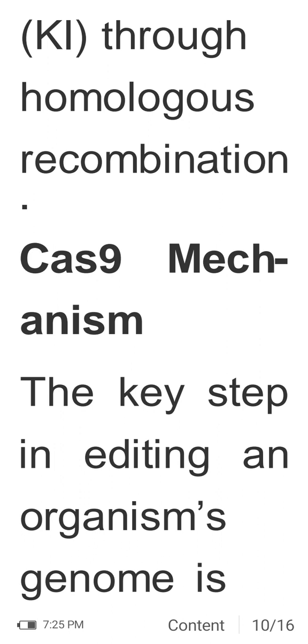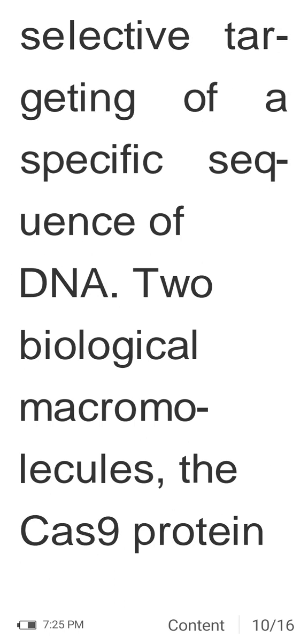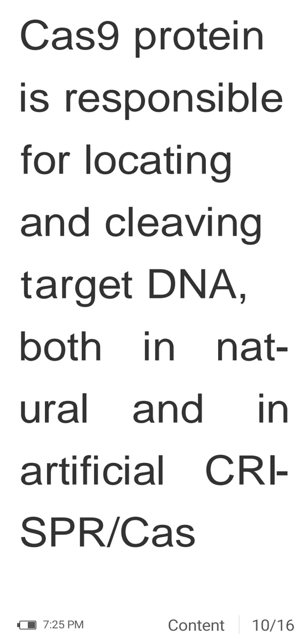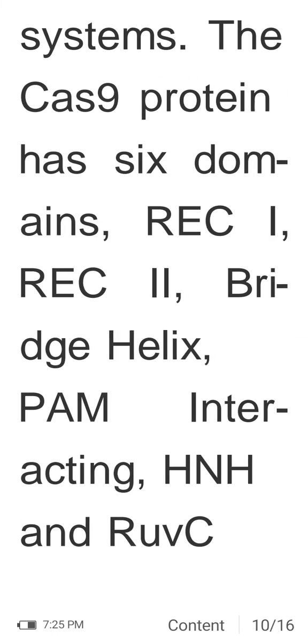Then, the Cas9 mechanism. The key step in editing an organism's genome is selecting and targeting a specific sequence of DNA. The Cas9 protein and guide RNA interact to form a complex that can identify target sequences with high selectivity. The Cas9 protein is responsible for locating and cleaving target DNA in both natural and artificial CRISPR-Cas systems.